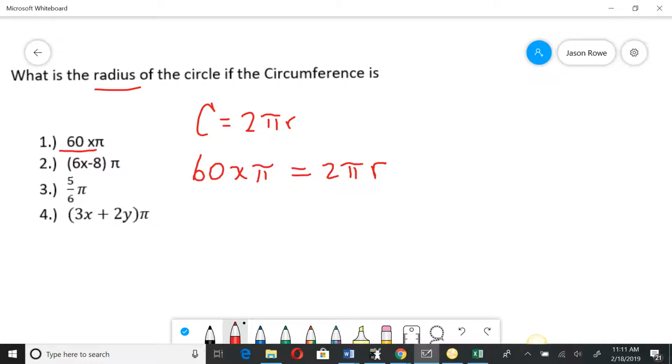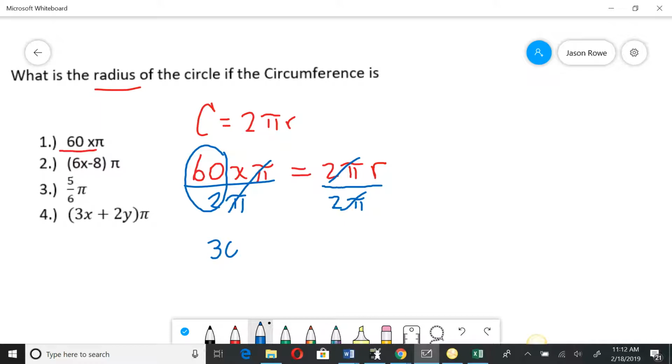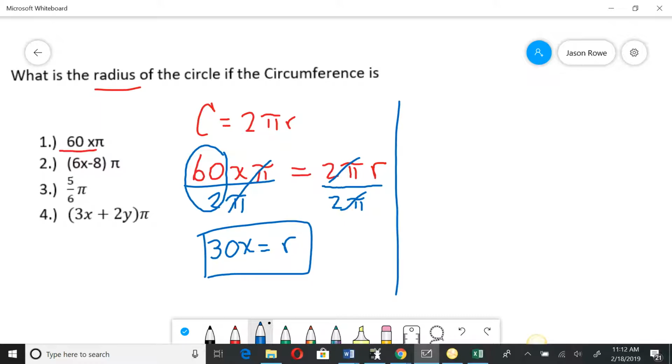And now what do we have to do? If I want to solve for r, all I really have to do right here is divide both sides by 2 pi. That's going to cancel those out. And now what cancels out on the other side? Those pi's are going to cancel, and I can simplify 60 over 2. 60 divided by 2 is 30. So 30x will equal the radius in that particular problem. And really, folks, that's it. That's all you got to do.